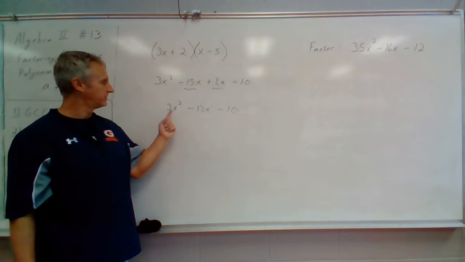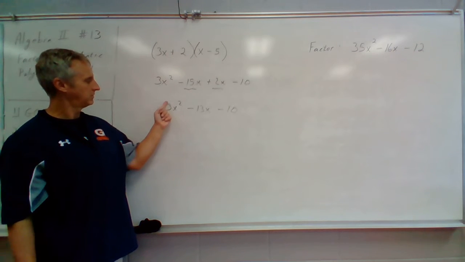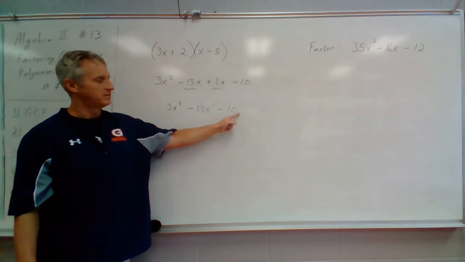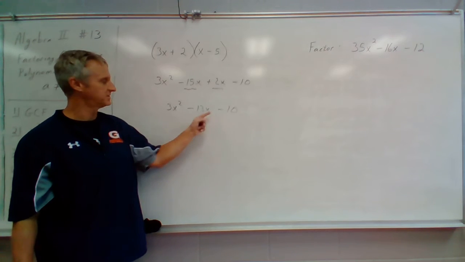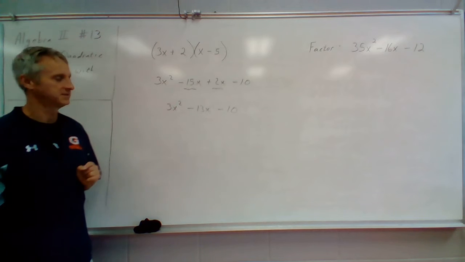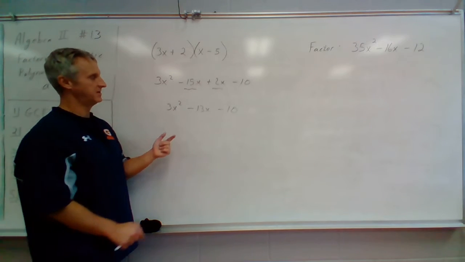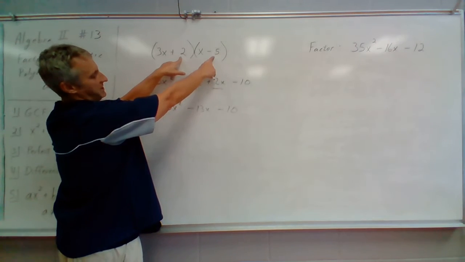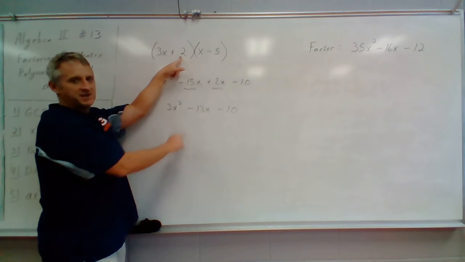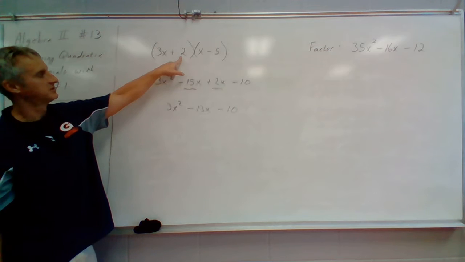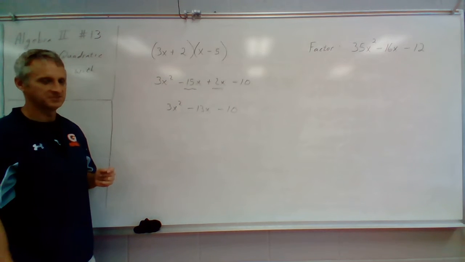But notice before, when the a was 1, these were as simple to factor as finding two numbers to multiply to get this and add to get this. But notice that doesn't work anymore. 2 times negative 5, sure enough, they multiply to get negative 10, but they don't add up to be negative 13. 2 minus 5 is not negative 13.